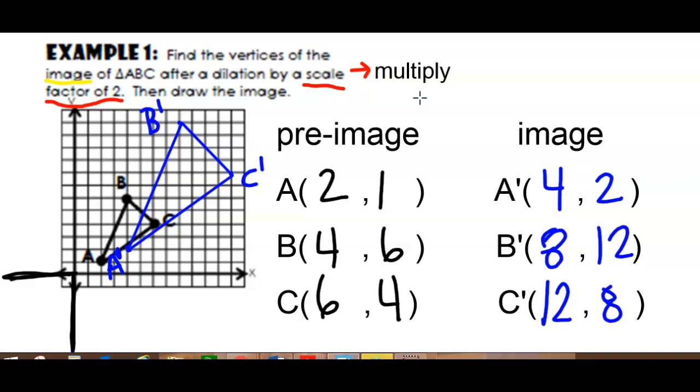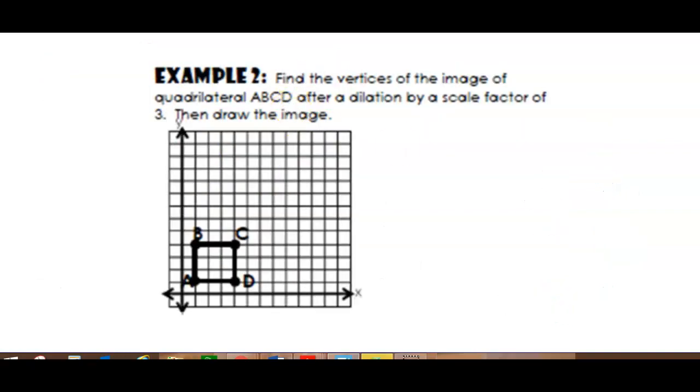So it shouldn't look like that it slid or rotated or reflected. It should literally just look like it got larger. And I definitely think it did. So if you are ready to move on, let's move on together. We're going to do example 2 together.